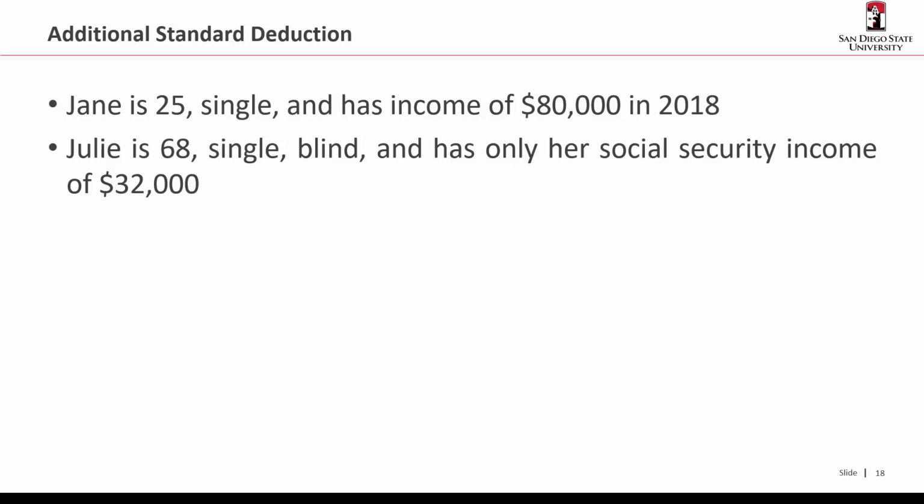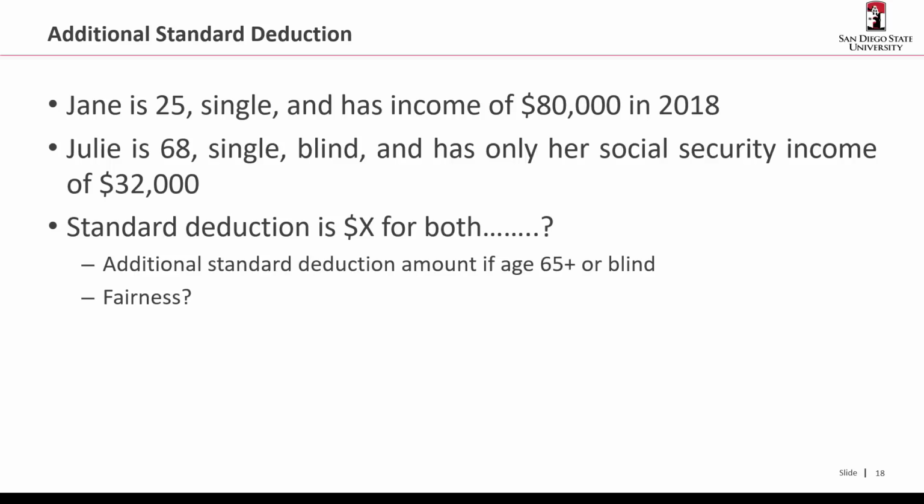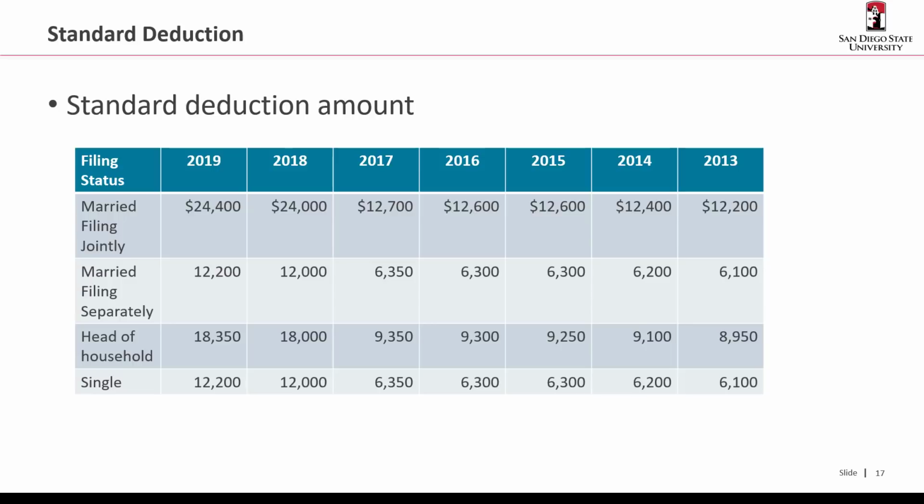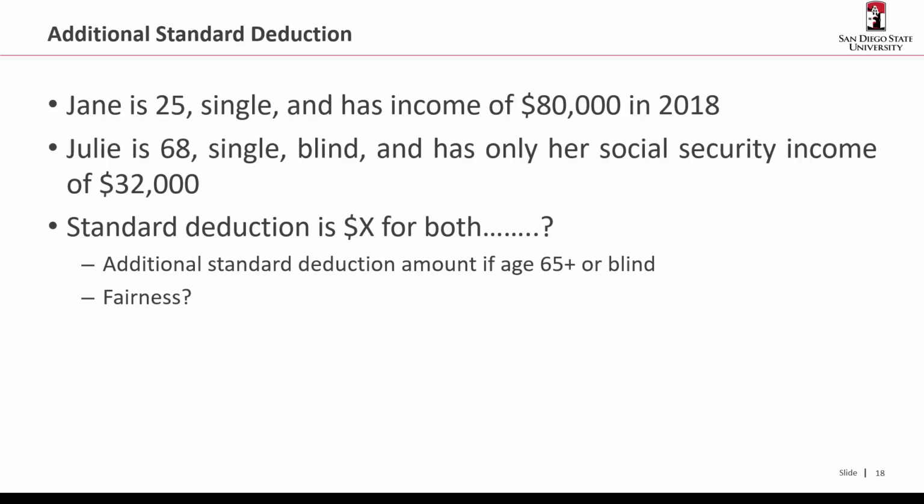So Jane's 25, single, and has income of $80,000 in 2018. Julie, on the other hand, is 68. She's also single, but she's blind, and her only source of income is her Social Security income of about $32,000. So the standard deduction normally, they're both single taxpayers, right? So let's say in 2018, the single deduction is $12,000. So they would both take $12,000. However, there's an additional standard deduction if you're age 65 or older or blind.